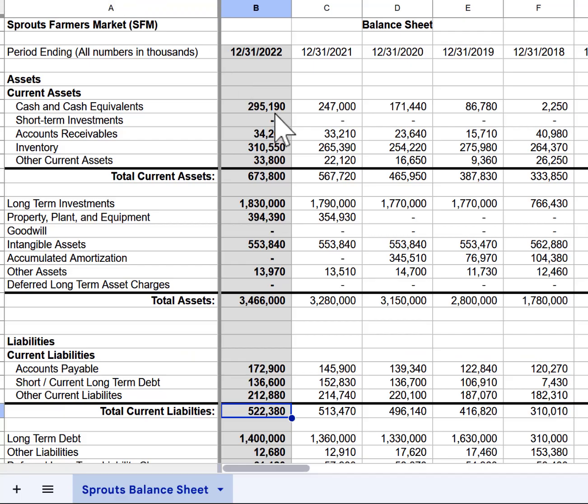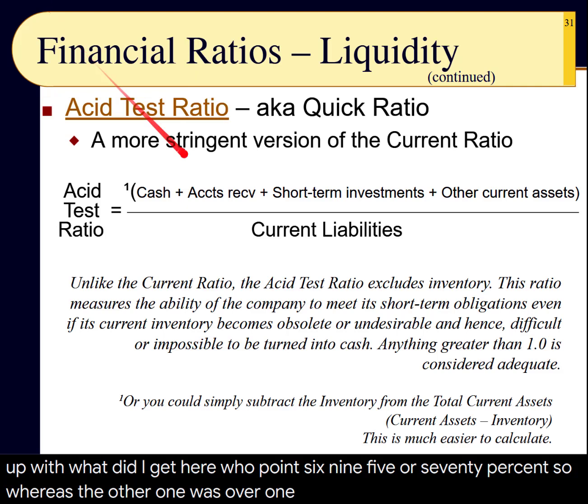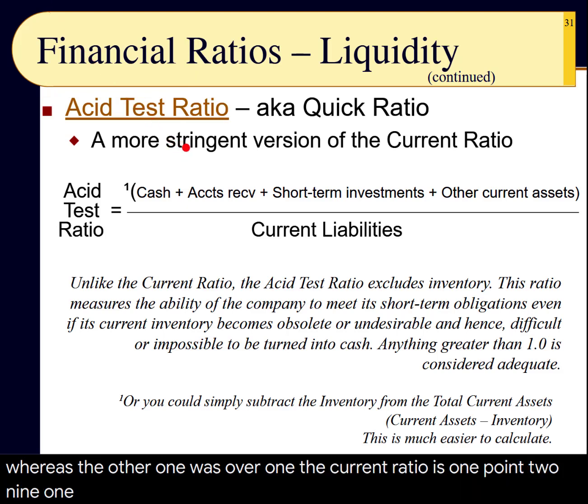So let's go to the balance sheet. We're going to take the $673,800 of current assets and subtract out the inventory. You see that? Subtract that puppy out, and then divide it by the current assets. It's like $300 million of inventory. And so when we do that, we're going to wind up with, what did I get here? 0.695 or 70%. So whereas the other one was over 1, the current ratio was 1.29, 1.3.